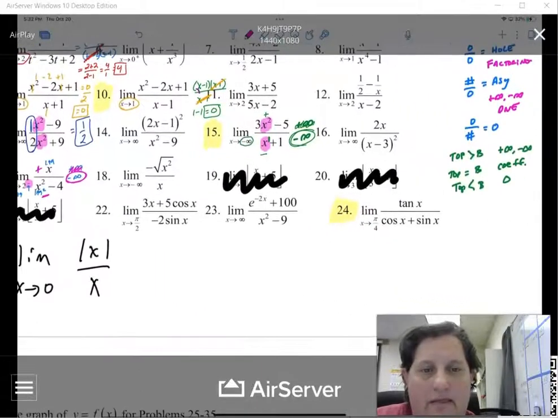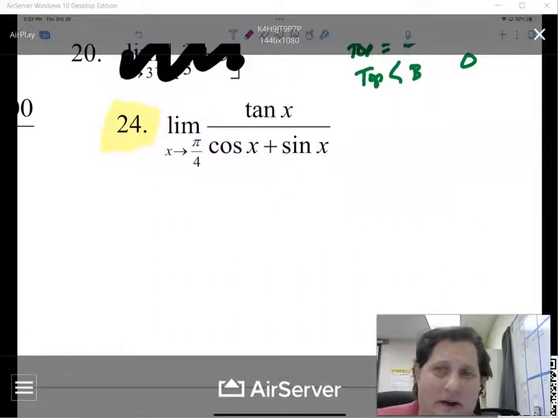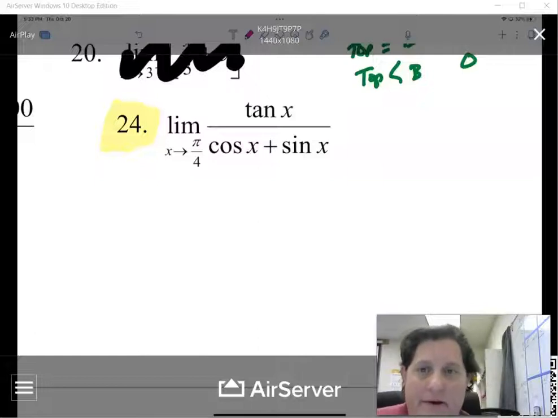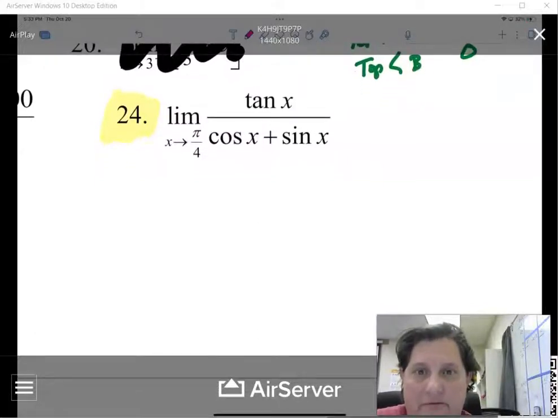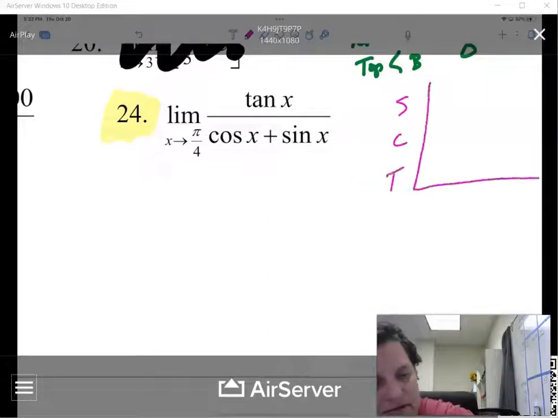Okay, there is one limit that asks you to evaluate at a point, at a trig point. It's in the first quadrant, so as long as you know your best friend chart, you're fine. Pi over 6, pi over 4, pi over 3. Okay, if you bring your own best friend chart, I will let you use it. Sine, cosine, tangent.